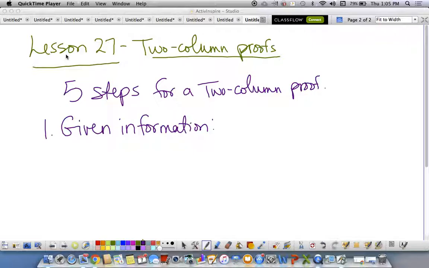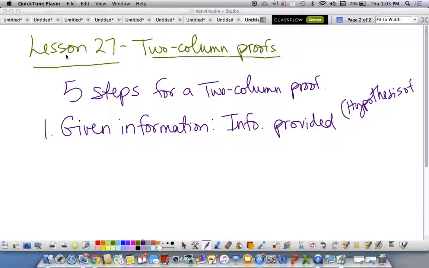Tell me the given information. So then what is the given information? It is the information provided. A lot of times they will give you that. It's the given information. But sometimes they won't. So I'm going to put a parentheses out here. It can be the hypothesis of a theorem.